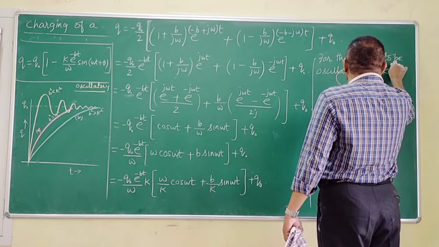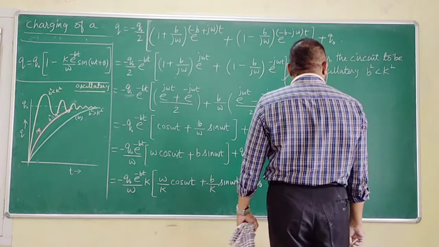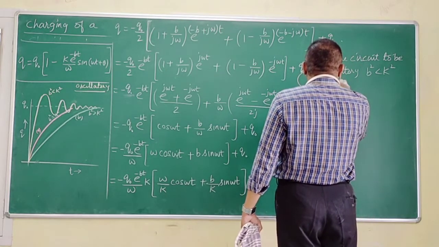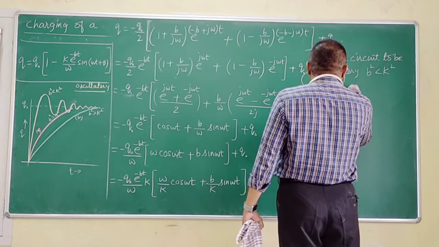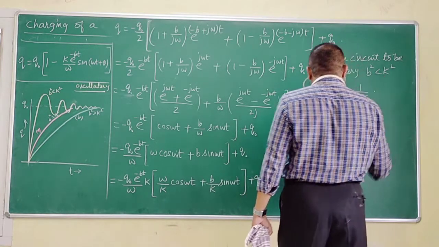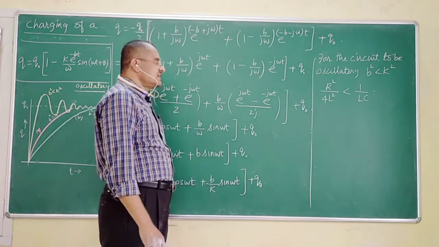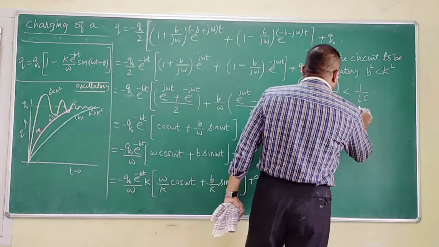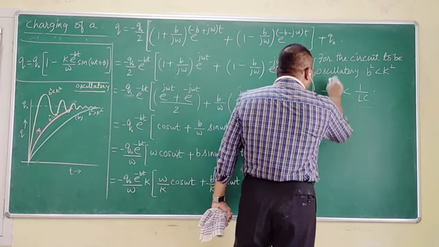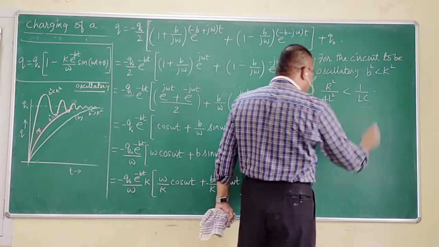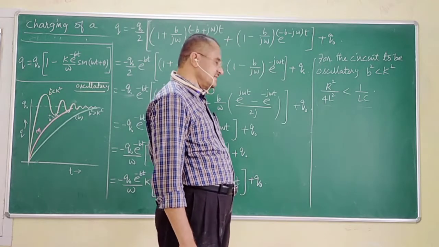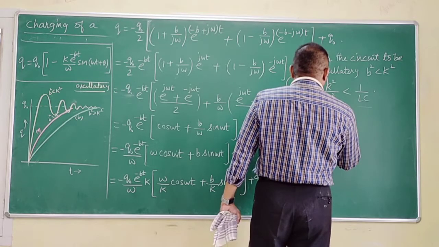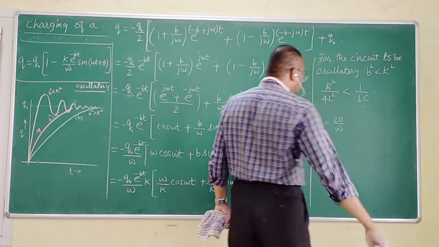b squared should be less than k squared, which means, what is the value of b? b squared, R squared upon 4L squared should be less than 1 by LC. Sir, if the question gives you the value of R, L and C, you find out this value. You find out this value. If R squared upon 4L squared is less than 1 upon LC, you can say the circuit is oscillatory. If oscillatory, you have to find out the frequency. Frequency is 2 pi by omega. Am I right, sir?